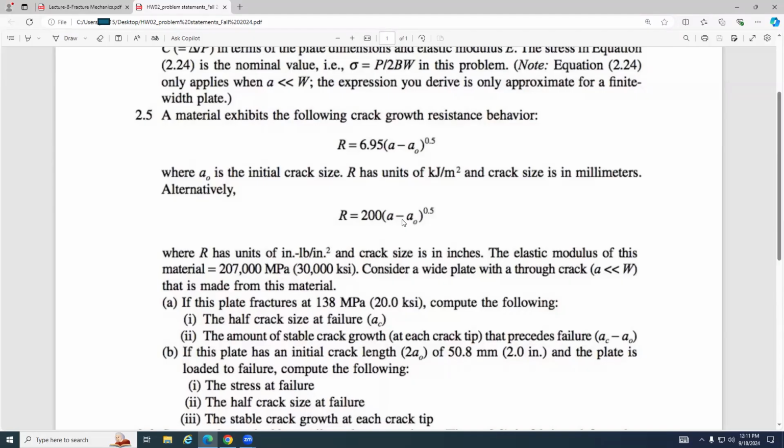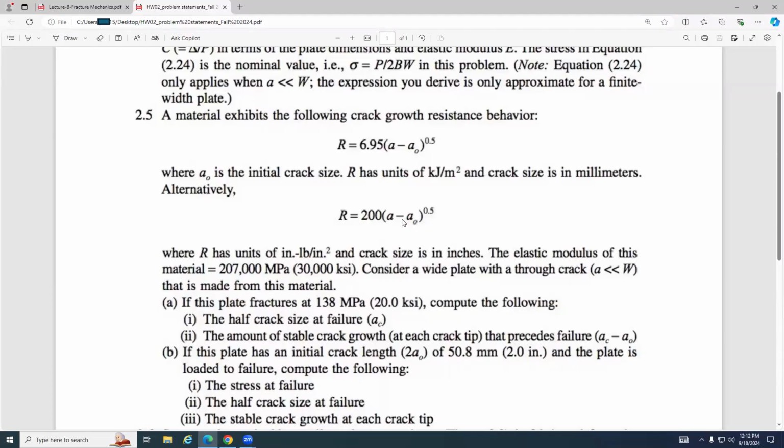This growth resistance R, we know R. R has this form with crack length in inches, and the elastic modulus of this material. Consider a wide plate with a through crack made of this material. If this plate fractures, compute the following. If this plate has any crack length, compute the following. What I want to tell you guys is, under what condition does instability occur?